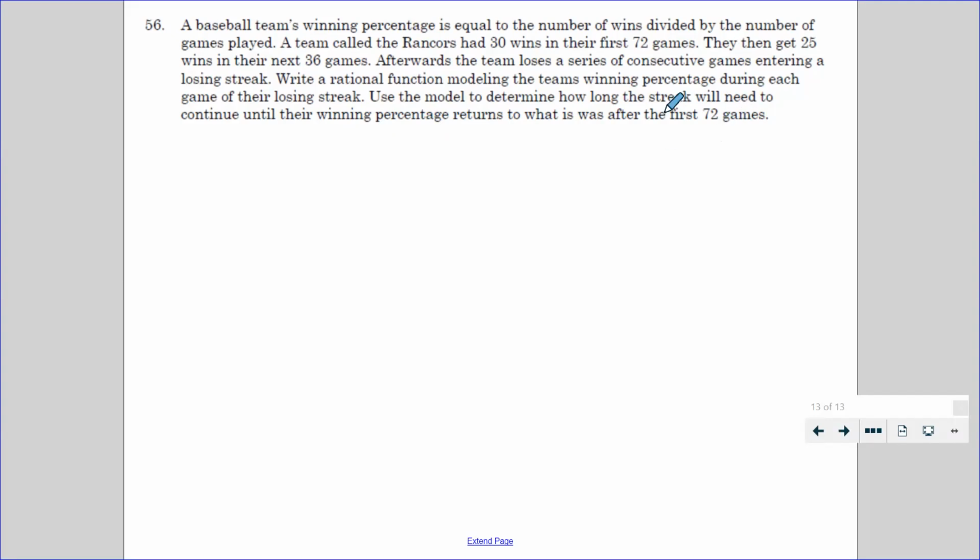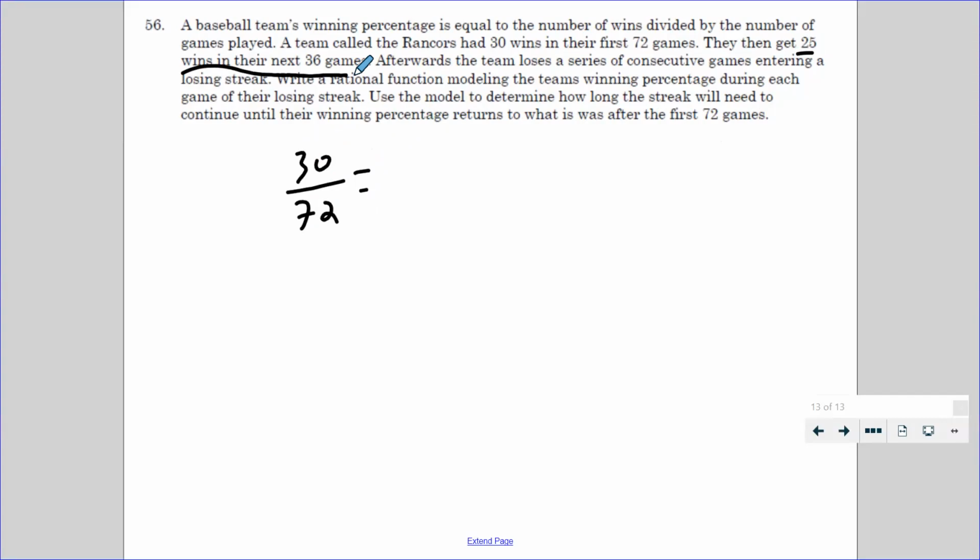So I'm told that this team originally had a 30 over 72 win percentage. And I want to know, well, after this pretty good win streak right here, the 25 in 36 games, and after that huge losing streak that I don't know how many games they lost in a row, how many games do I need to lose after that 25 wins in 36 games?